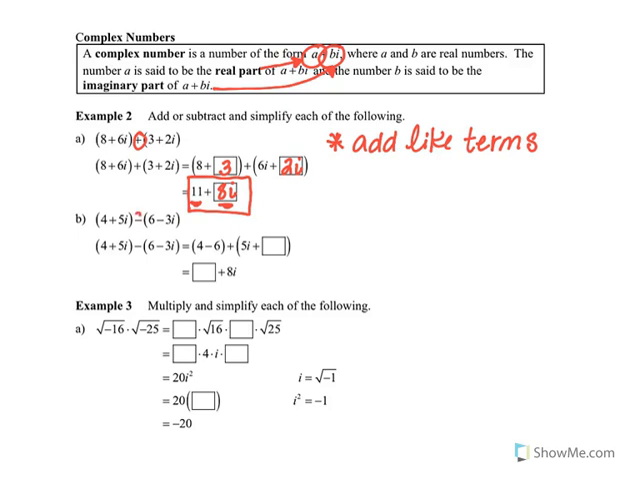Let's subtract. We're subtracting two complex numbers. I can still subtract like terms. So 4 minus 6 plus positive 5i minus a negative, so here I'm minusing a negative, is the same as adding 3i. 4 minus 6 is negative 2, and 5i plus 3i is 8i.